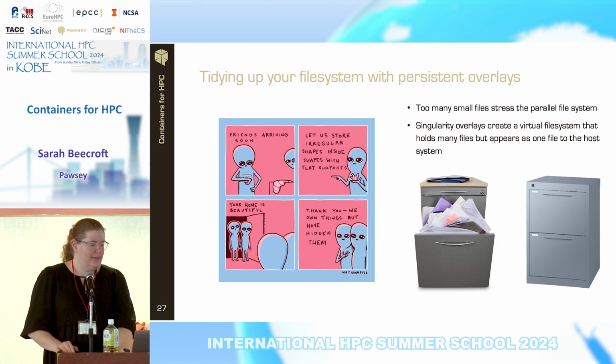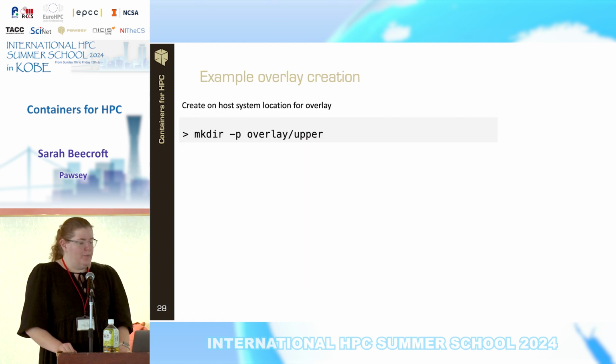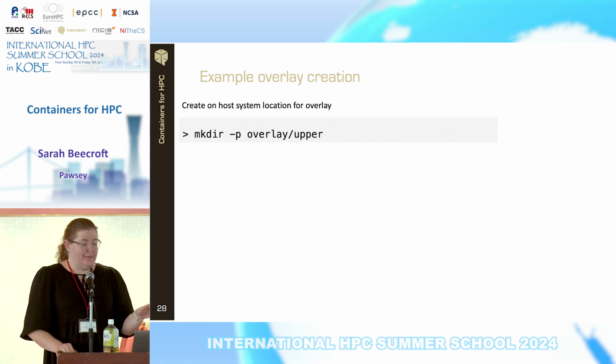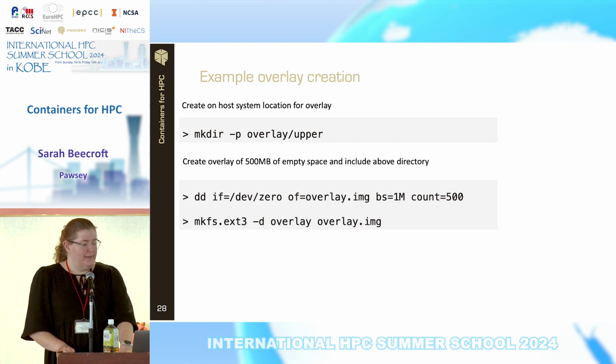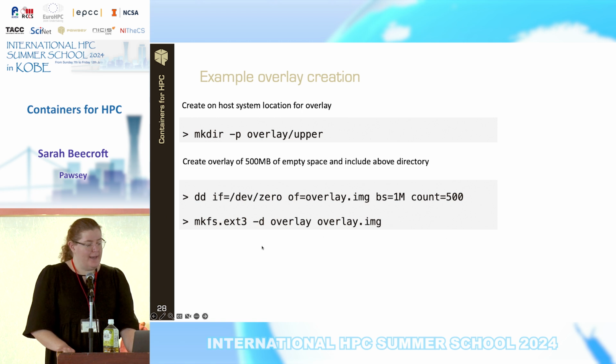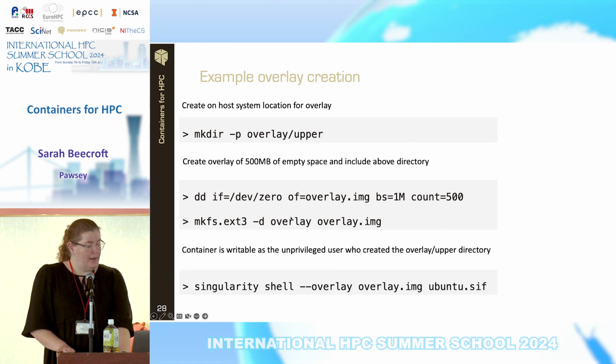So to go through how one does that, first of all, you create a directory for the overlay on the host system, so making this directory here. Then I'm creating this overlay of just 500 megs of empty space, and I'm saying I want to put it on this overlay directory that I've just made. Then, for example, here, I'm doing singularity shell, mounting this overlay, making it available to the container, and then I can read and write into this overlay using this ubuntu.cif file.